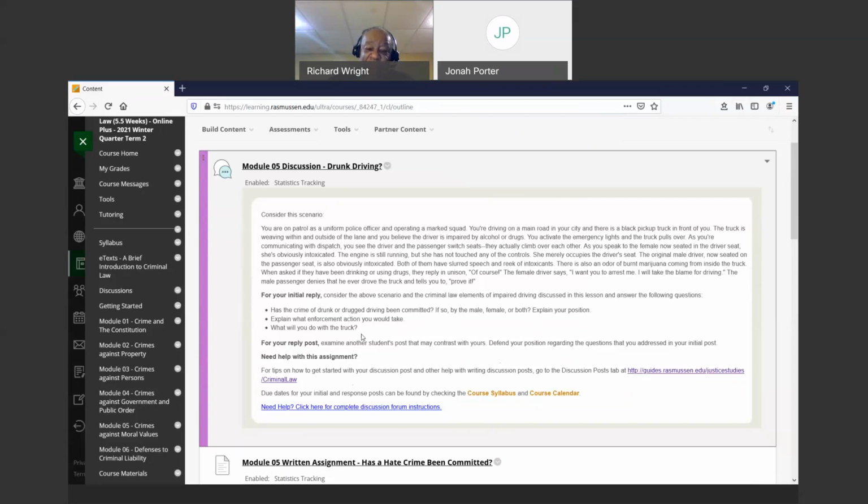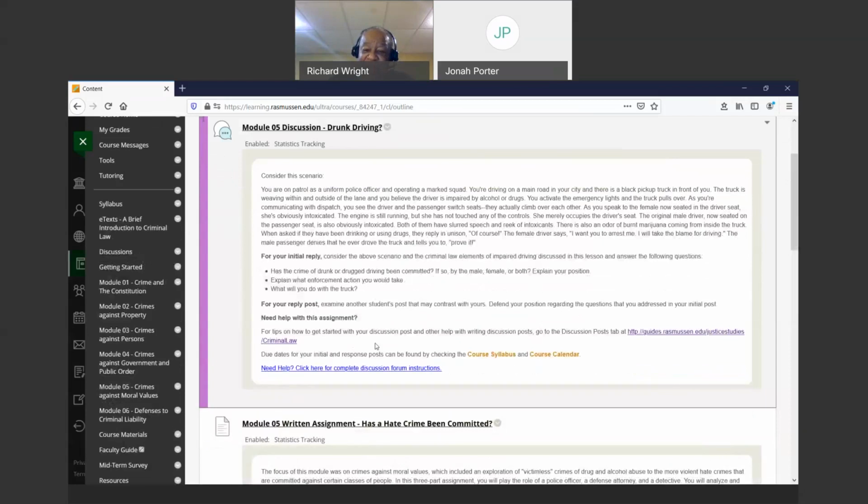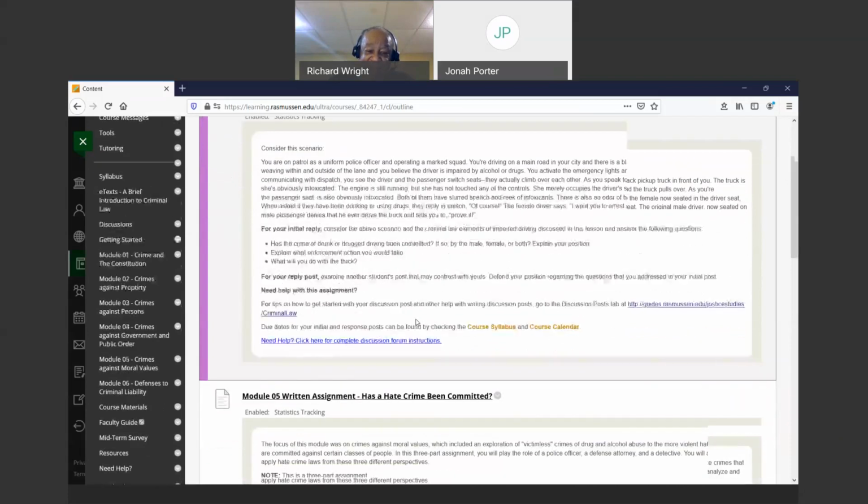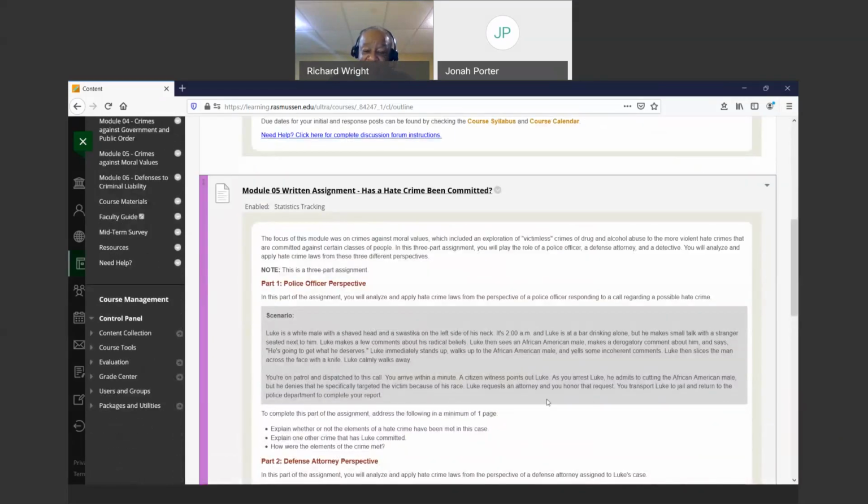Explain what enforcement action you would take and what you would do with the truck. Then in your reply post, you deal with another student's post. Again, I remind you that the guides I already told you about can help you out as well. So now let's talk about the one written assignment that you have this week.